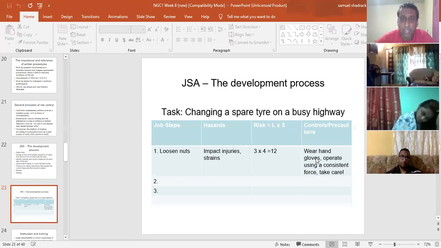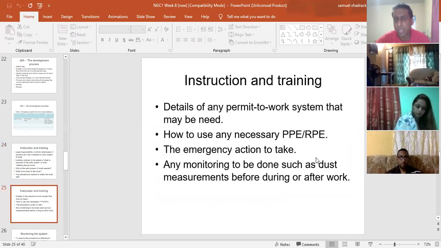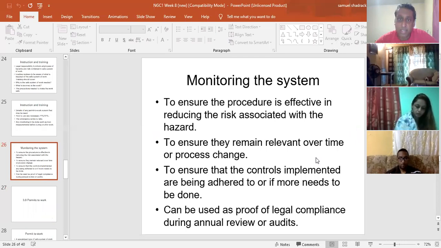The other one I want to get to: once you have done a JSA, the folks who come up with it would have to train persons in how to use it and how to follow the instructions in it. So that's what this is all about, instruction and training, right? Monitoring the systems that people are following the JSA, right? To ensure the procedure is effective in reducing risk associated with the hazard, why do you need to monitor it?